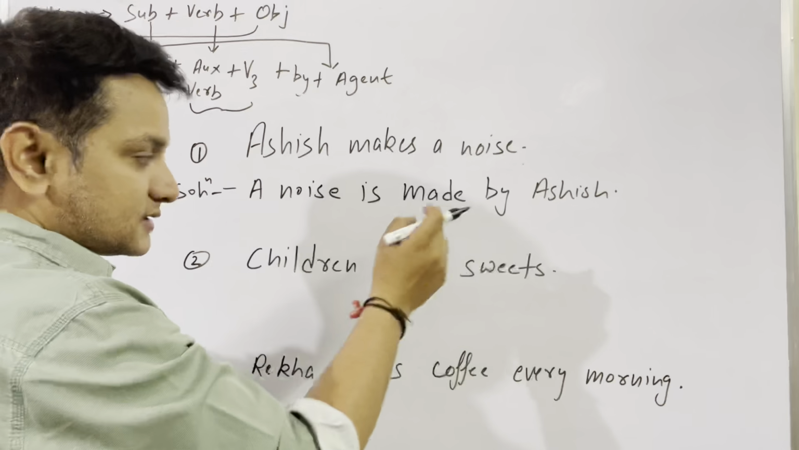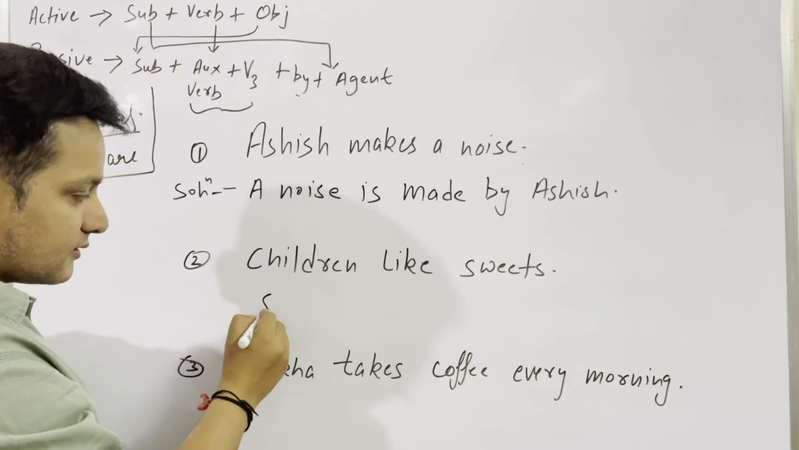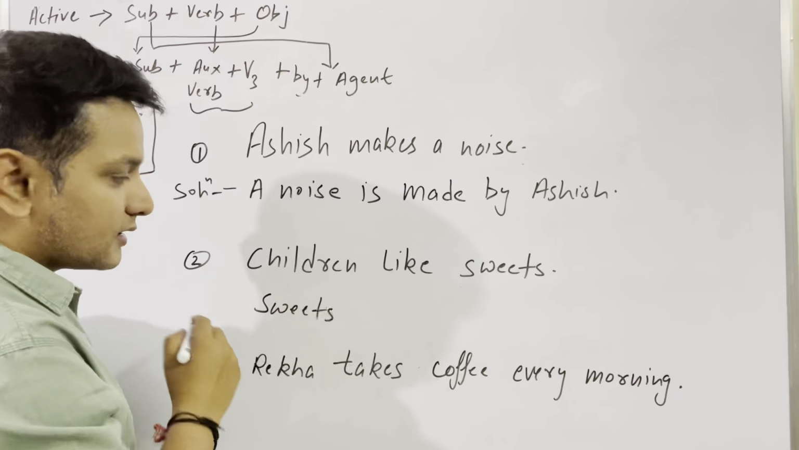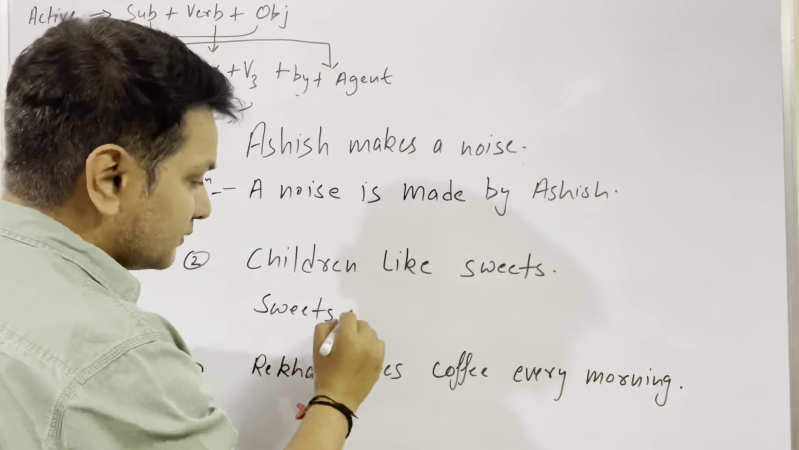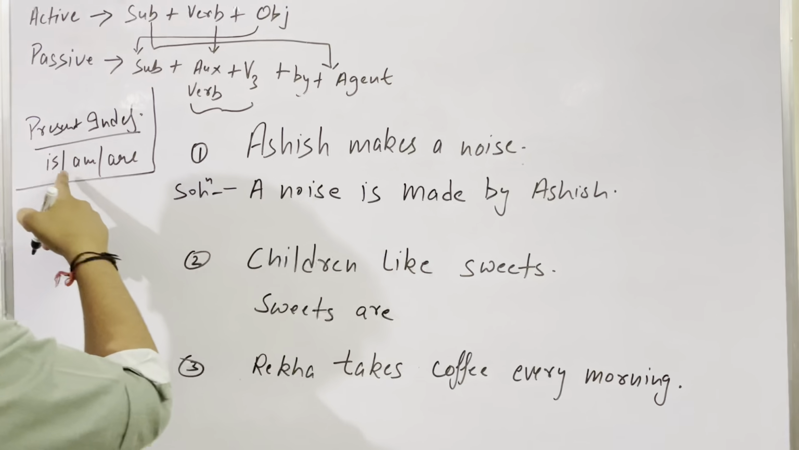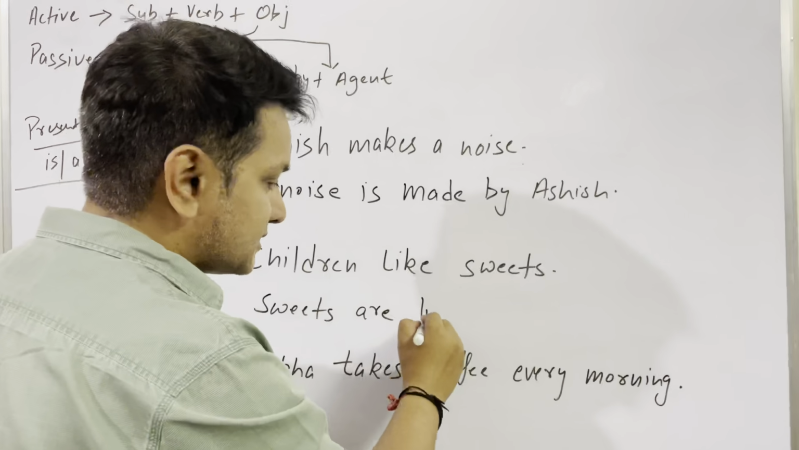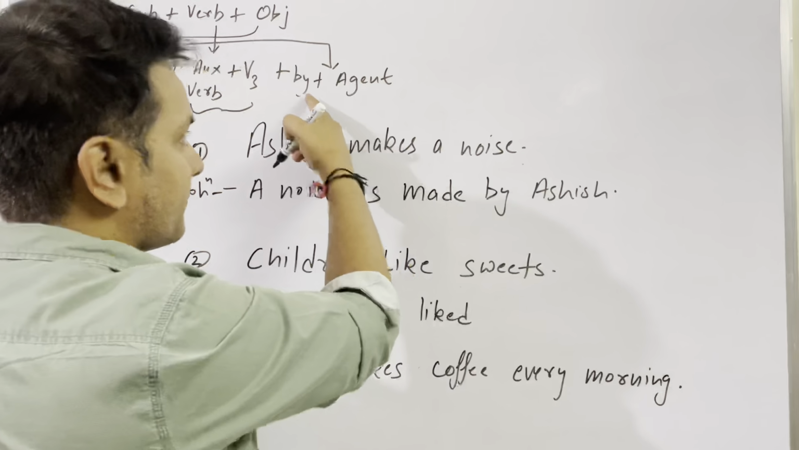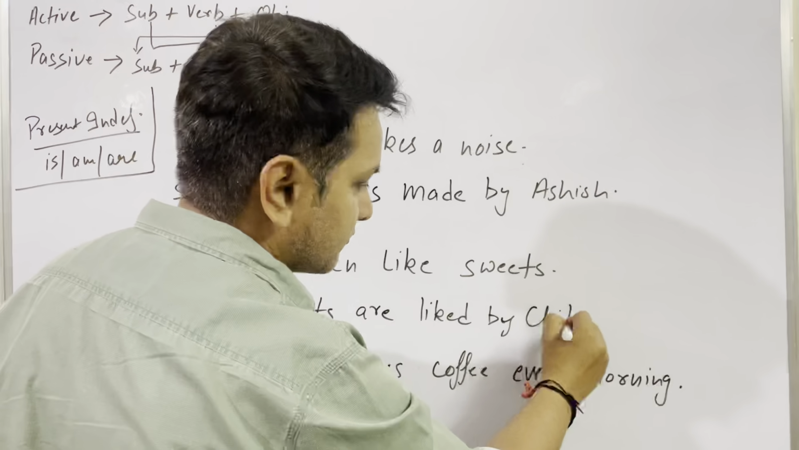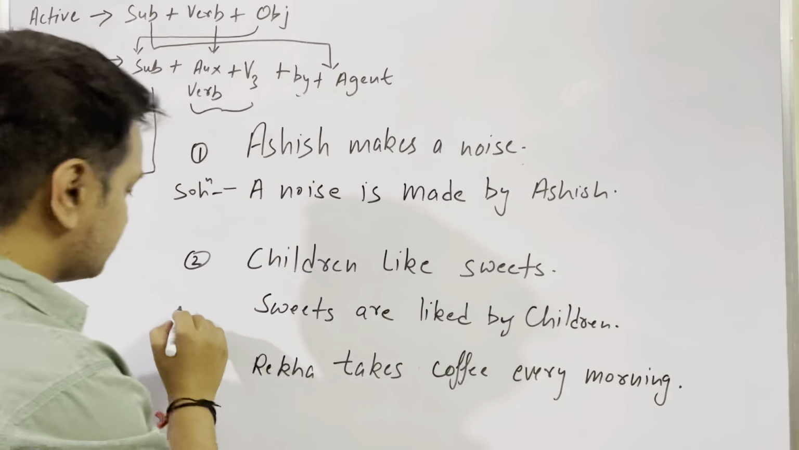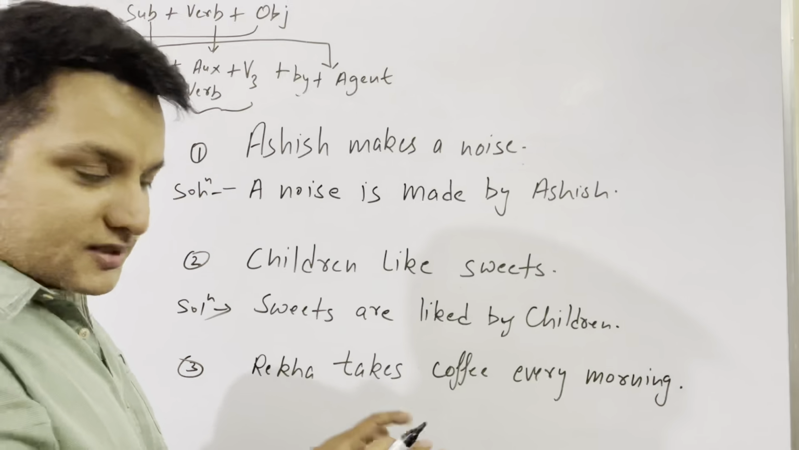Children like sweets. Subject, verb, object. Object will come here: sweets. Now sweets is a plural form, right? So we'll be using are. Sweets are liked. We'll have V3 as liked. Then we have by, and who is the agent here? By children. Simple.